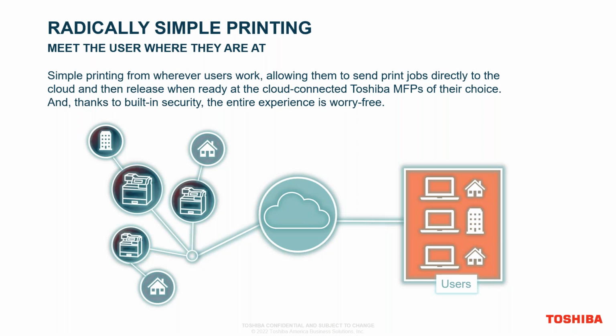So really, from a print enablement perspective, we're trying to simplify printing in a radical new way. So it's really to meet the end users where they're at, where they're working, whether that's in an office, out of an office, or in and out in a hybrid role. But it's really to allow those users to easily print with a worry-free security perspective in mind.